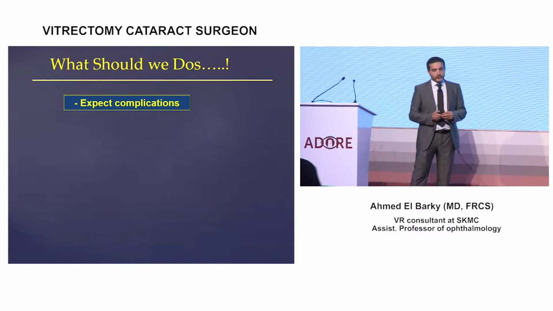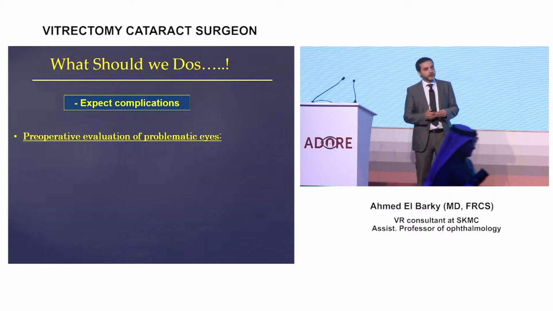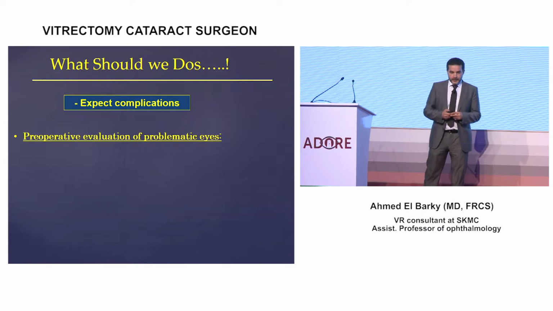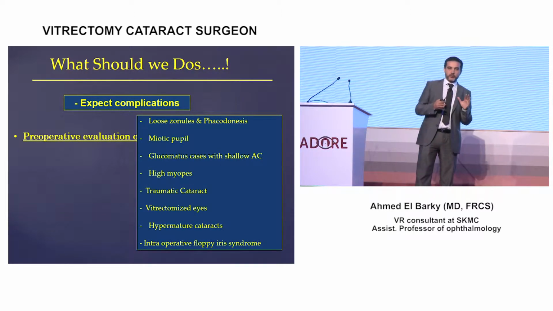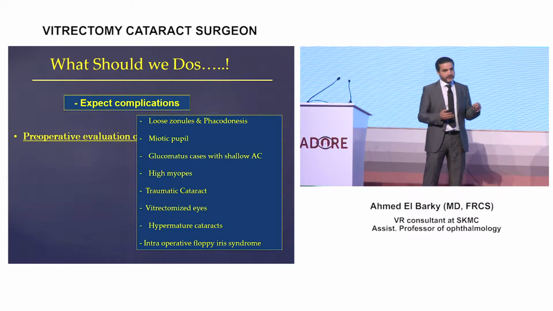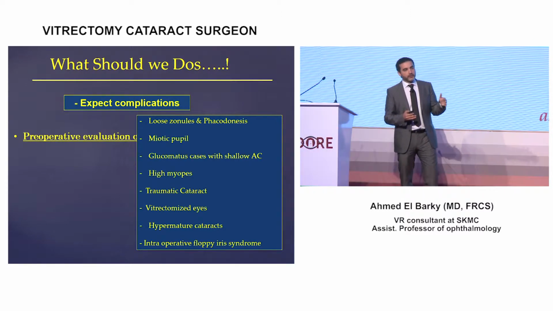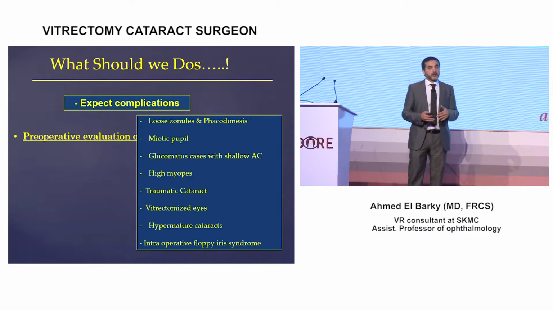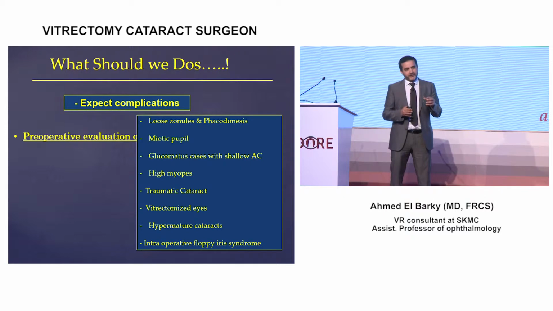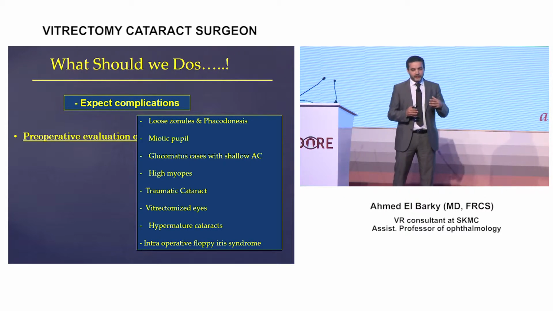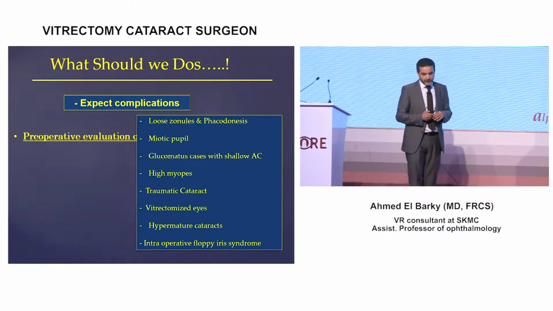Expect complications. It's a very important point because during preoperative evaluation, there are some problematic eyes that you can expect will not go smoothly during surgery. We have a list here: low zonules, miotic pupil, glaucoma, hypermature or traumatic cataracts, vitrectomized eye. In those kinds of cataracts or patients, you should take a little extra care, or expect something might happen during the surgery.